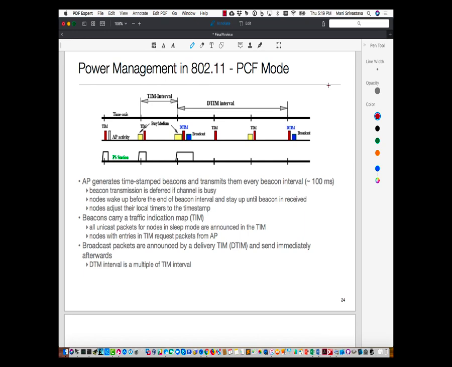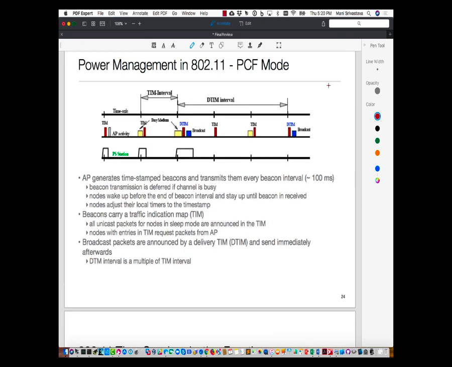And then they have a power management strategy where nodes can go to sleep, my laptop can go to sleep, and then the base station would buffer packets headed to my laptop. And then once in a while, the base station will announce that, hey, I have waiting packets for laptop 1, laptop 10, and so on and so forth. And then it transmits them during the special episodes called TIM, Traffic Indication Map. And then when my laptop hears, oh, there is something waiting for it, then it will stay up and grab the packet.